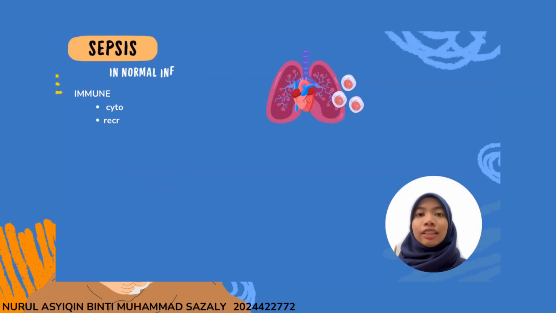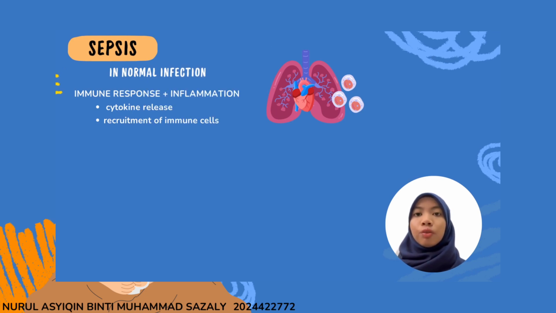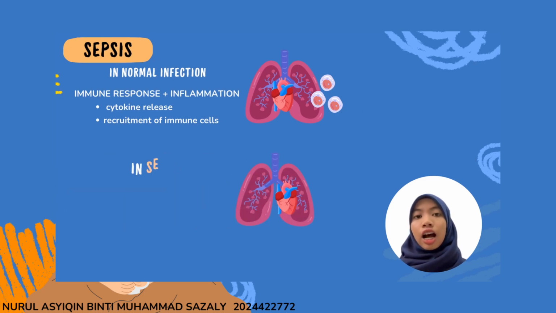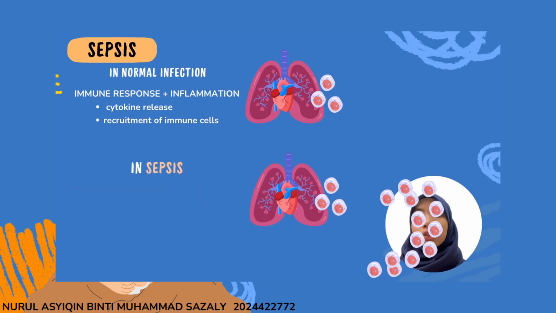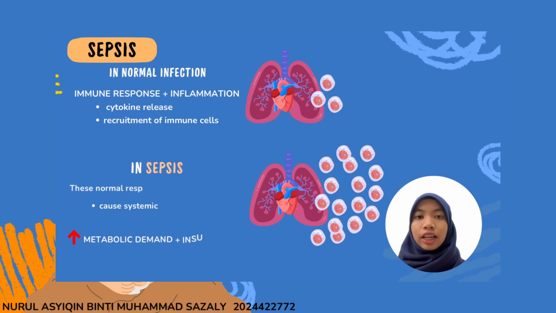Initially, the infection triggers an immune response that releases pro-inflammatory cytokines and recruits immune cells like neutrophils and macrophages. The aim of this inflammatory response is to control and eradicate the pathogen. However, in patients with sepsis, the host response becomes dysregulated and can cause systemic inflammation, further leading to organ dysfunction. Sepsis results from increased metabolic demand combined with insufficient circulation.